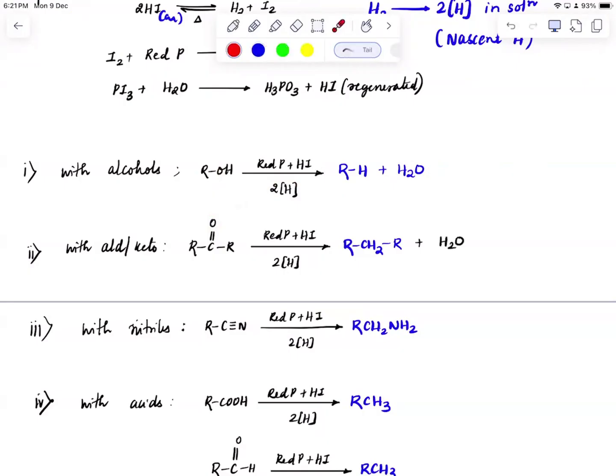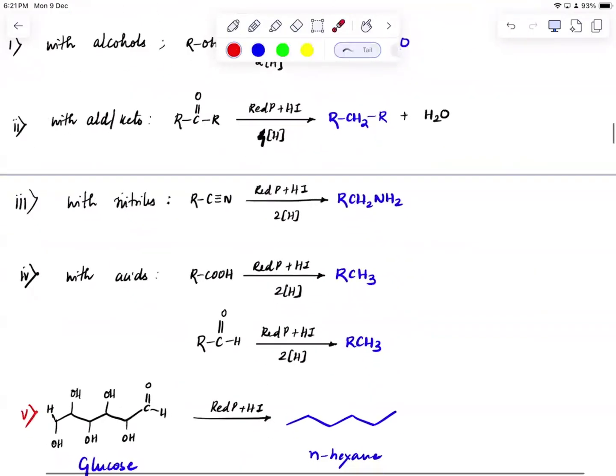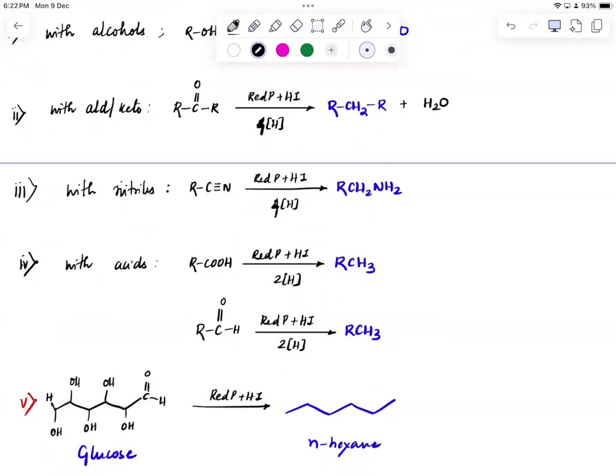But at the same time, after removal of oxygen, I require to put another two hydrogens here to convert into alkane. So therefore, total how many nascent hydrogens required here? Four. So I would require four nascent hydrogens here, correct, to convert into an alkane. Nitriles. Nitriles, directly you can add two hydrogens here and two hydrogens here. That makes it again 4 moles. So 4 moles of nascent hydrogens, correct?